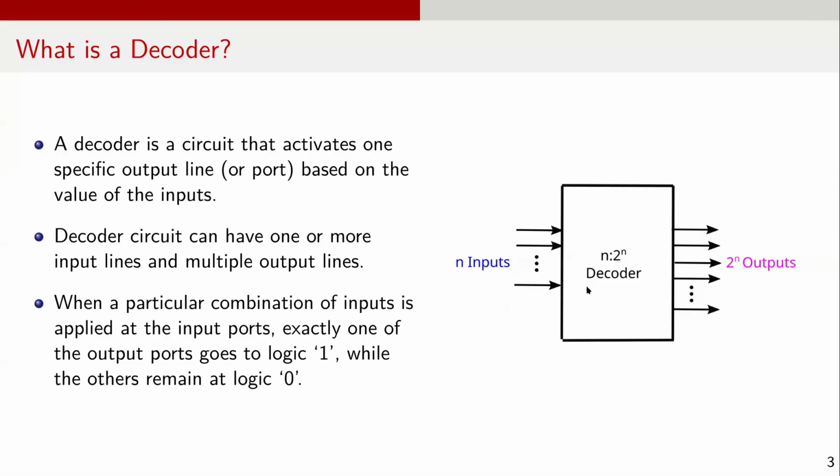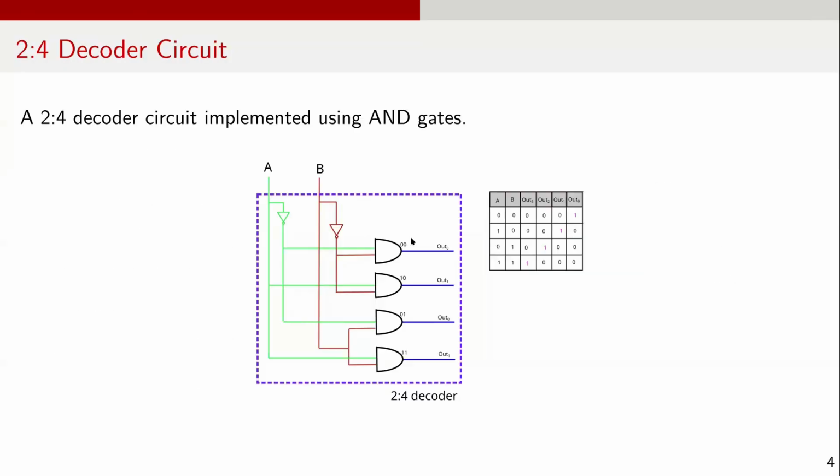This is the block diagram of a decoder. A decoder with n input lines generates 2^n unique outputs. This figure shows a decoder circuit with two input lines and 2^2, that is 4, output lines, implemented using AND gates.